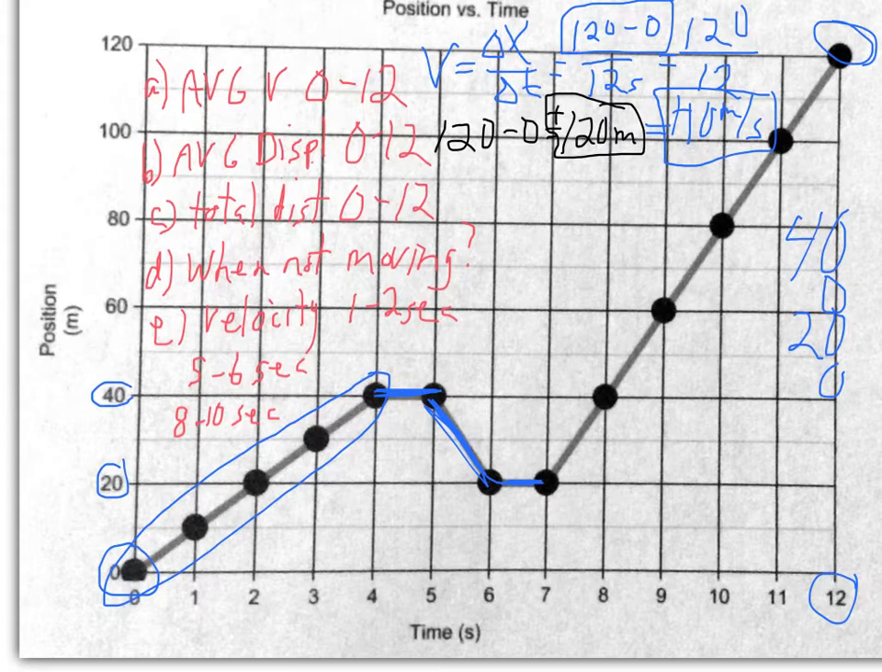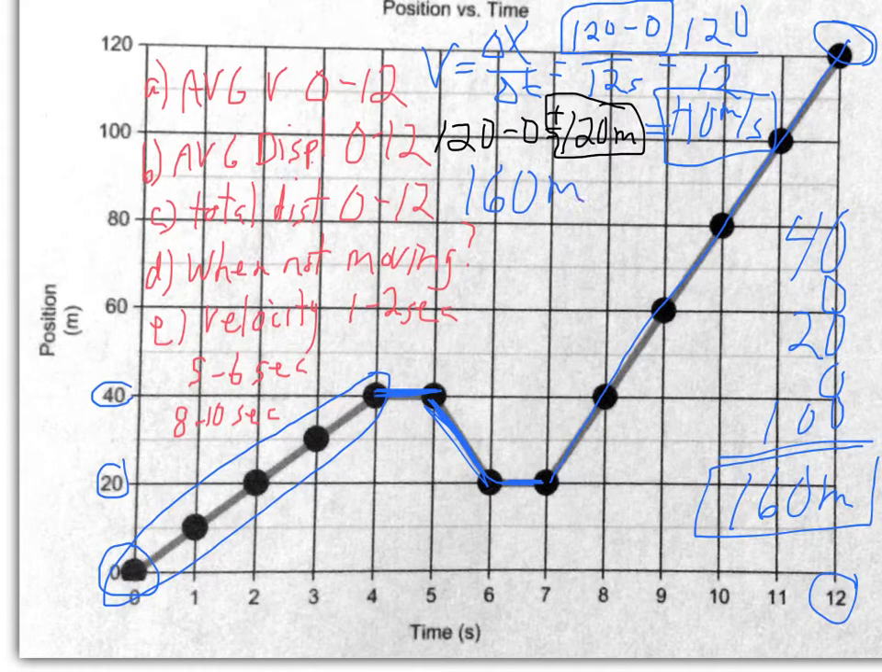And then from here to here would be 20 to 120. How far is it from 20 to 120? That's 100. So what's our total distance? 160 meters. So there's our answer for letter C. Again, no signs there, because I'm not worried about direction. All right.